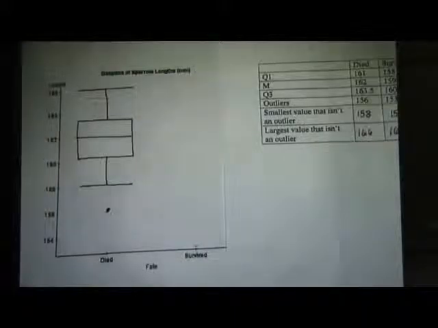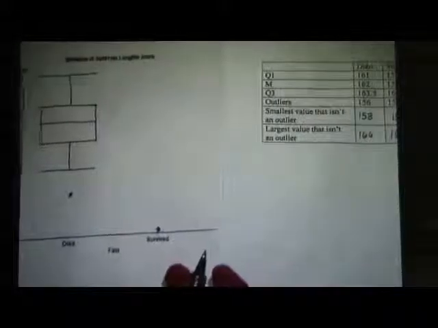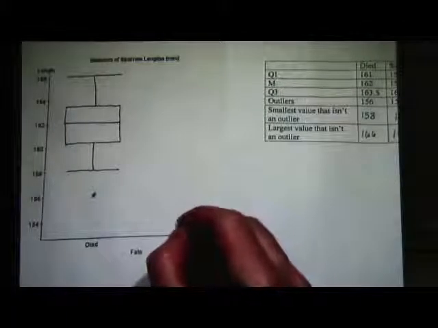So we can do the same thing for those that survived. I'm going to bring this out just a little bit so that I have some room to see everything. For those that survived, we had lower outliers of 153, 154, and 154. So outliers down here. We had one of 153, and we had 2 at 154. So 154 is right here. I can just draw 2 right next to each other.